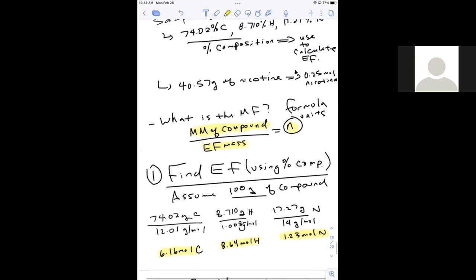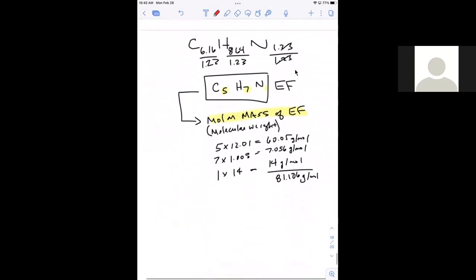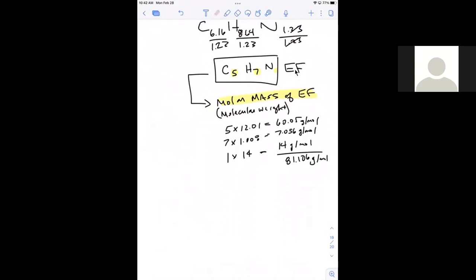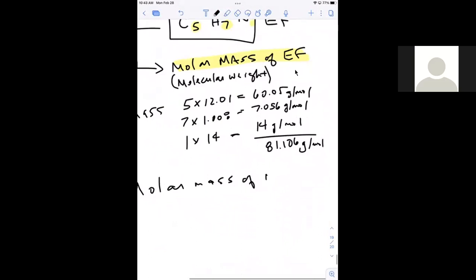Right, let's go back up to what they gave us. They said in the problem, here, 40.57 grams is the same as 0.25 moles of nicotine. Right, so let's do that. So we found the empirical formula. We found the empirical formula molar mass. Now we need to find the molar mass of the compound. So the molar mass of nicotine.